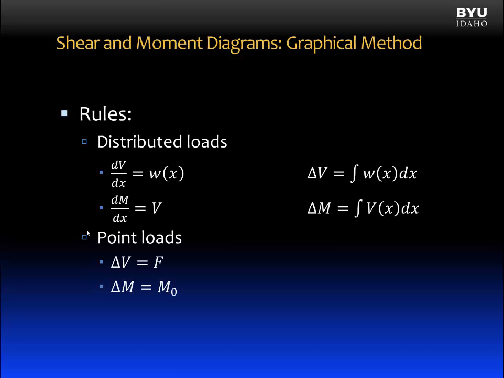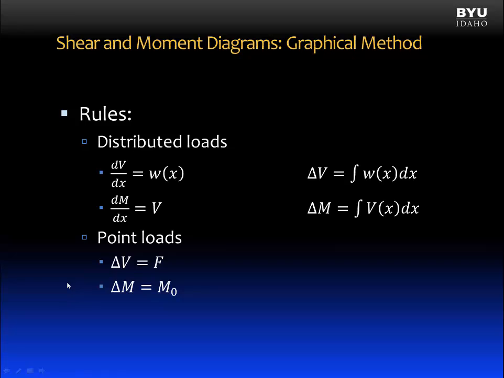Let's review what we covered in the last lesson. Previously, we used the direct equation method to develop functions for internal shear and bending moment in beams, from which we could then draw on a graph. In this lesson, we're going to learn how to draw shear and bending moment diagrams directly from the free body diagram of a beam. To do so, we need to understand the rules for using the graphical method to draw shear and bending moment diagrams. And these rules are described below.